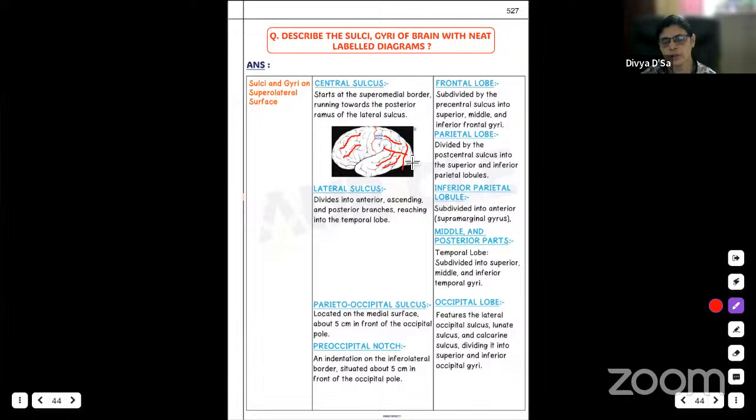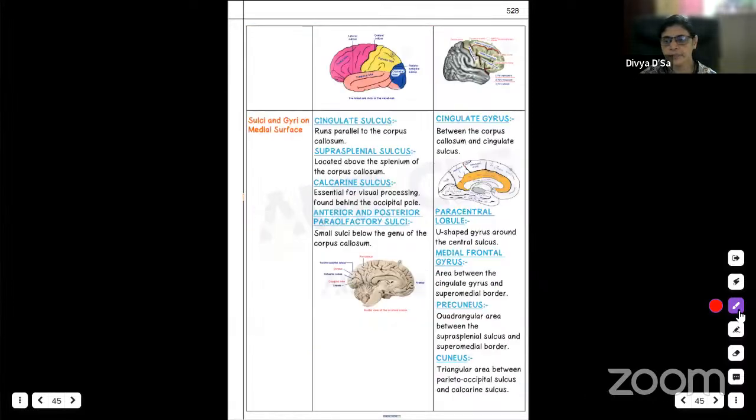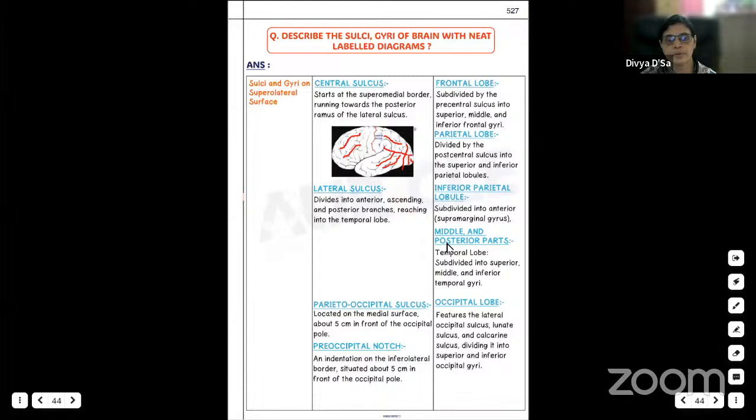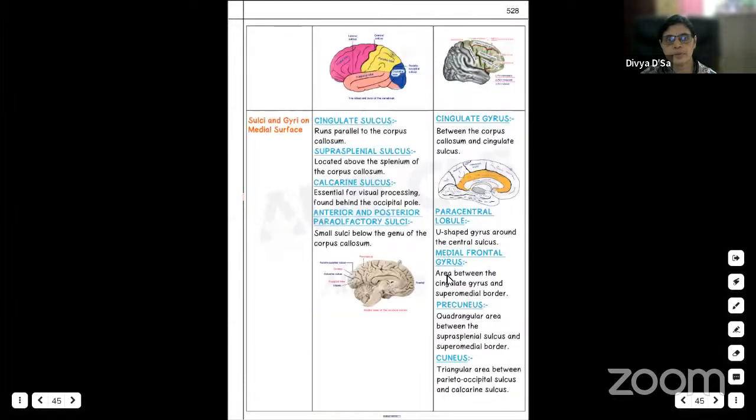And in the occipital lobe, the calcarine sulcus will be here, and a moon-shaped sulcus, called the lunate sulcus, is present there. So these are the things which you should know among the sulci and gyri. Okay, so next is sulci and gyri on the medial surface.